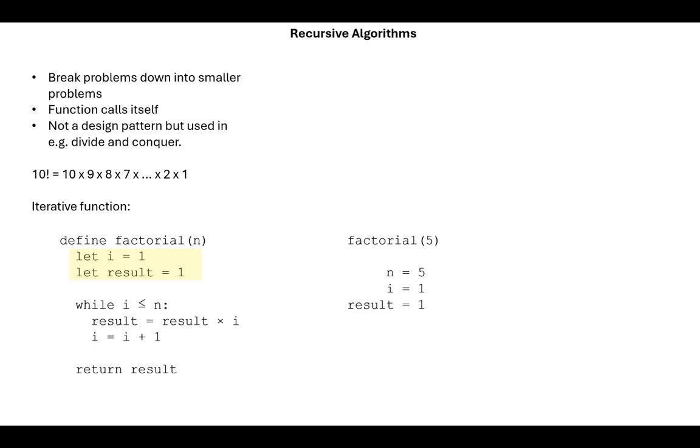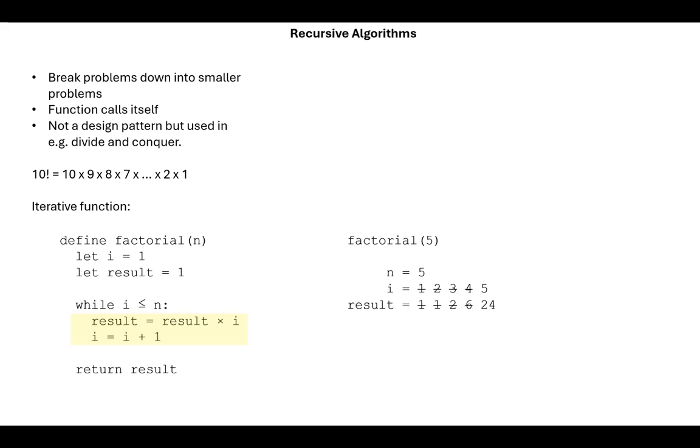We start with i equals 1, result equals 1, and we've called this with n equals 5. And we step through this, so we do result equals result times 1, and then we increment i. 1 times 2 is 2, increment i. 2 times 3 is 6, increment i. 6 times 4 is 24, increment i.